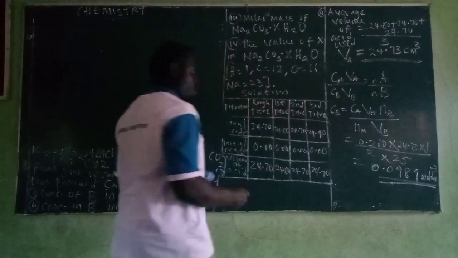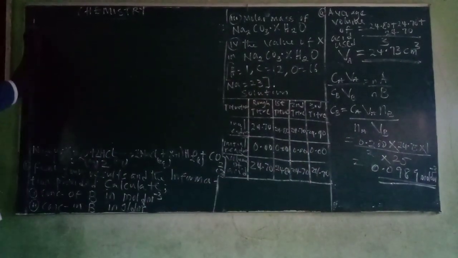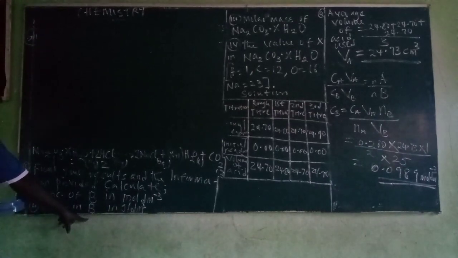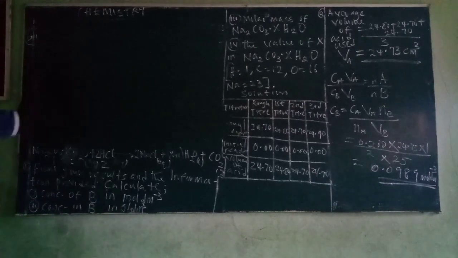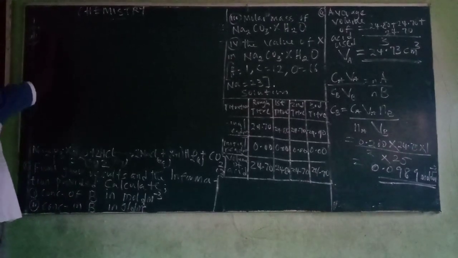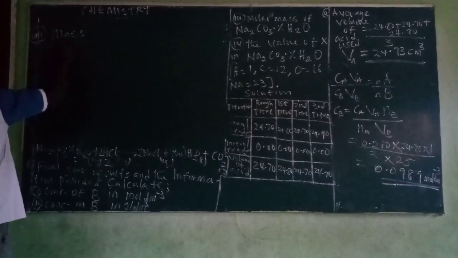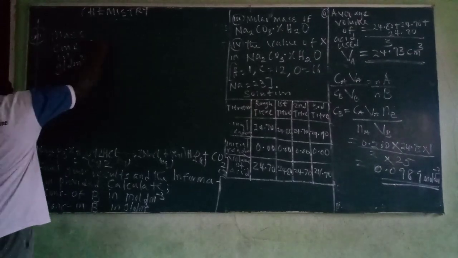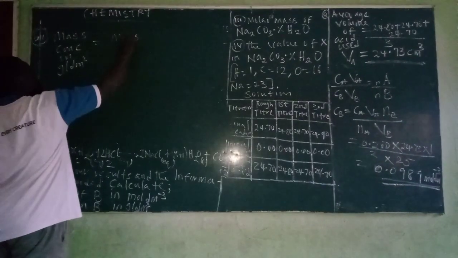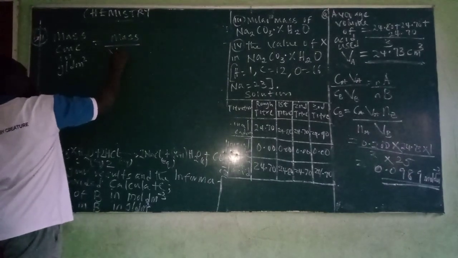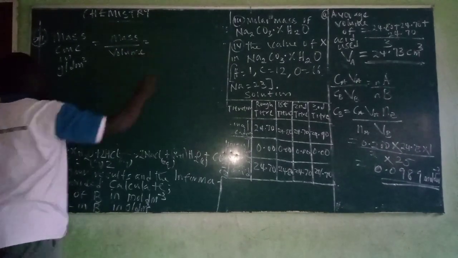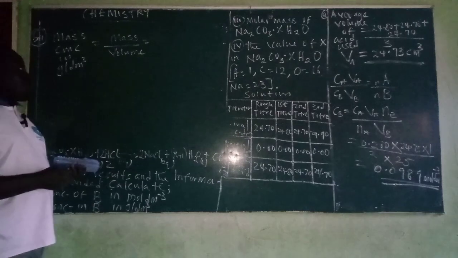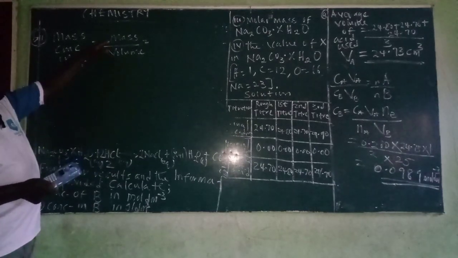So the second part of the question now says that we should find the concentration of B, that's the base, in gram per dm cube. So what do we do here? Mass concentration in gram per dm cube. The formula is mass over volume. Please, somebody should go to the question now. Tell me, what was the mass that was given? Please read it out quickly. You were given the value of mass in the question.